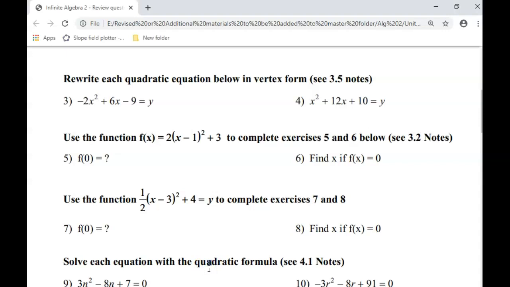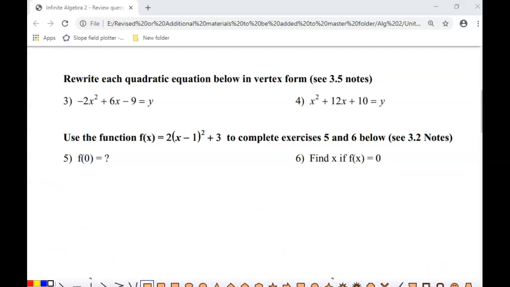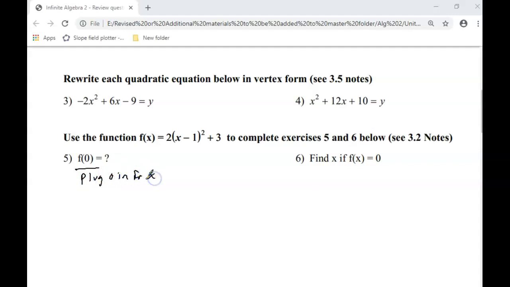Number 5. So for number 5, this means plug 0 in for x. This means something else, so we'll get to that in a minute. But for now, if you have 0 in the parentheses, that means just plug 0 in for x. So I'm going to take my expression here, and I'll plug 0 in for the x.